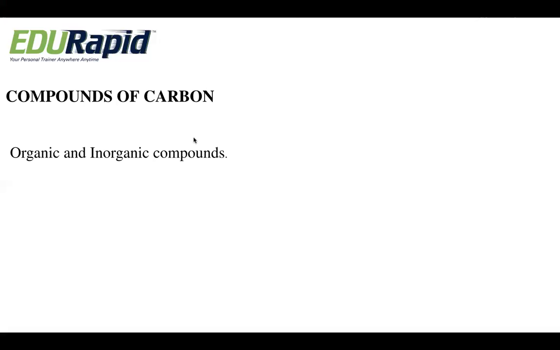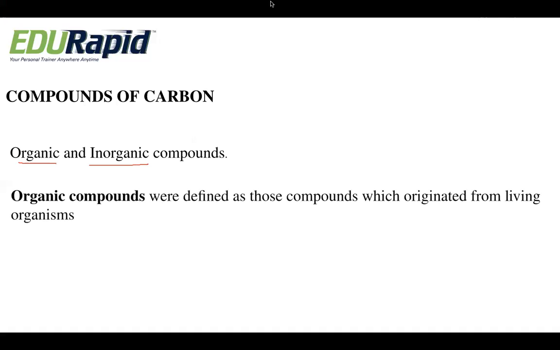So, important compounds of carbon. We have two types of compounds of carbon, that is organic and inorganic compounds. We have already studied in previous chapters what we mean by organic and inorganic compounds, so we'll study them now in detail. Organic compounds were defined as those compounds which originated from living organisms. The name itself suggests this. So these are the compounds which originated from living organisms.